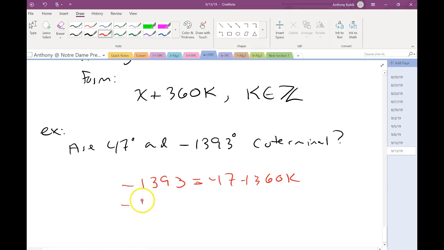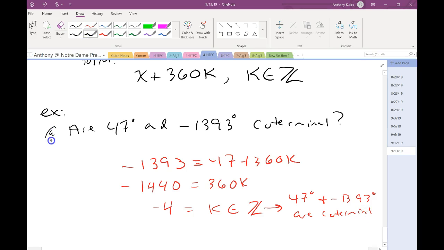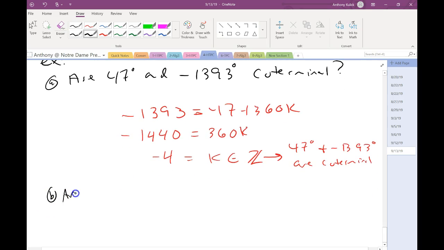So I'll subtract 47 from both sides, and divide both sides by 360. Do I get negative 4 there, I think? I guess I should check really quick. Yeah. And since that's an integer, that tells me that 47 and negative 1,393 are coterminal. What if I ask if pi over 4 and 21 pi over 4 are coterminal?